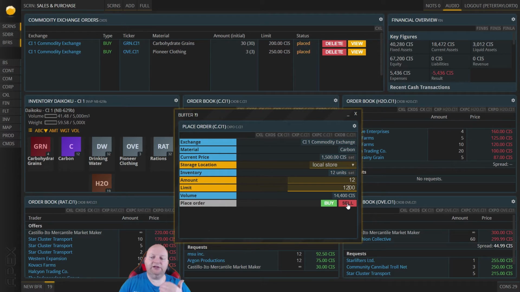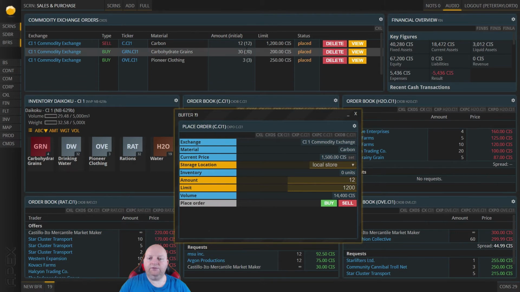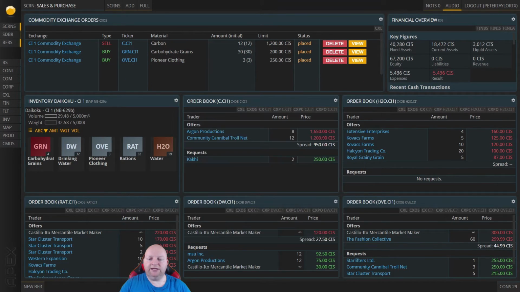The price has gone up and down a little bit, but now people are actually producing stuff, so I think we can actually put the prices around a little bit now. So sell that. 12 units at 1,200. So it puts us on the market now, and you see there we are. We're well below that person who's selling at 1,650.